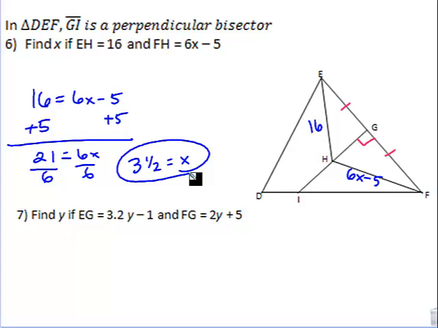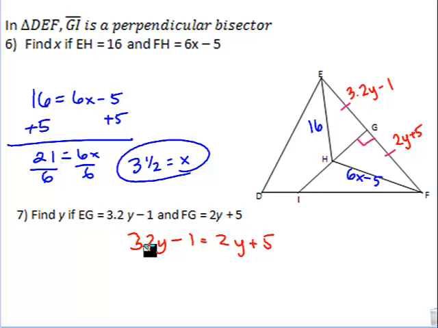Problem 7, we want to find y if EG is 3.2y minus 1 and FG is 2y plus 5. So we're going to start by labeling those two items onto our diagram. And FG is 2y plus 5. We see that we have the mark congruent on our diagram, so we will just make them equal to each other to solve for y. So we'll say 3.2y minus 1 is equal to 2y plus 5.